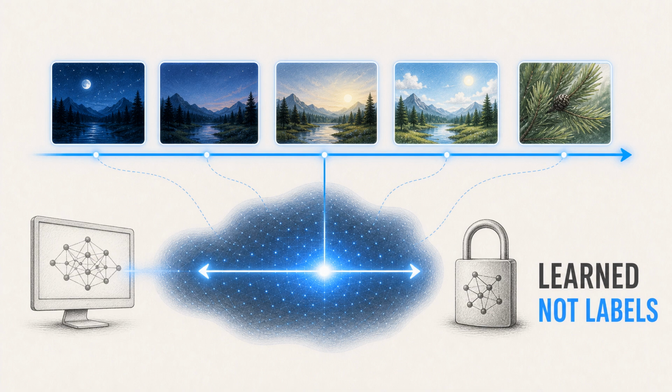Sometimes directions in latent space can correspond to meaningful changes. Moving one way might make an image representation more like a daytime scene. Moving another way might make it more like a close-up. But these directions are learned patterns, not human labels carved into the system.